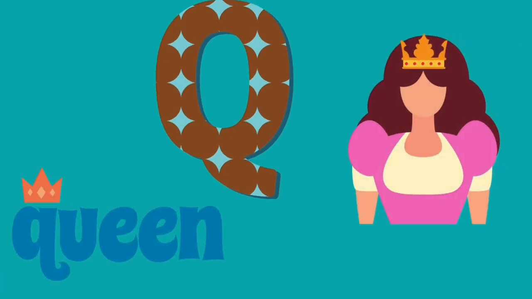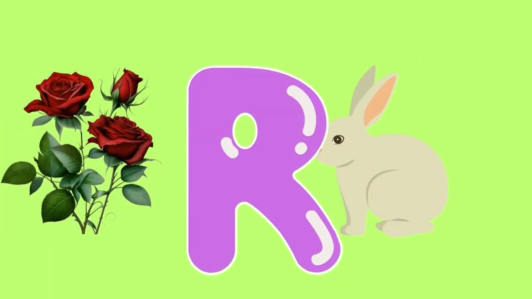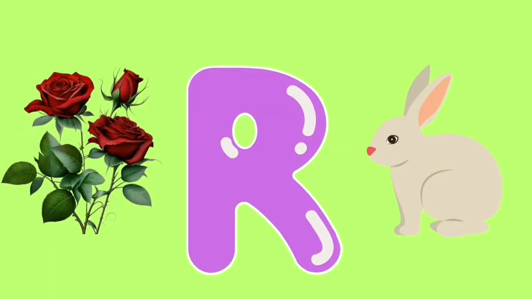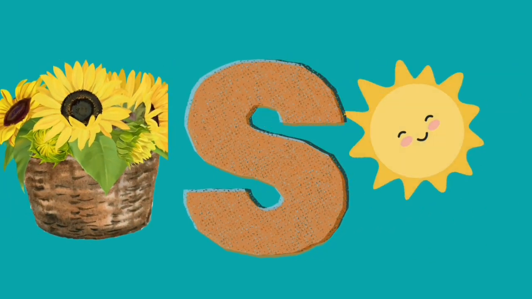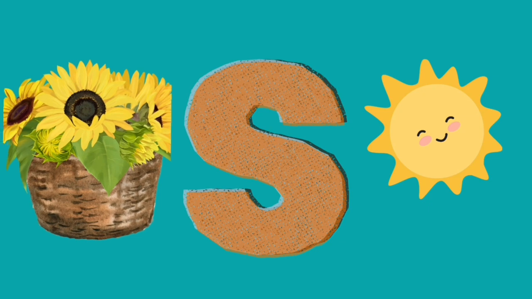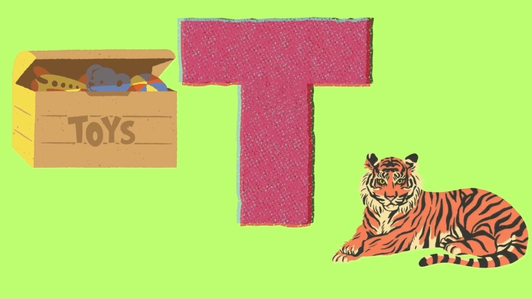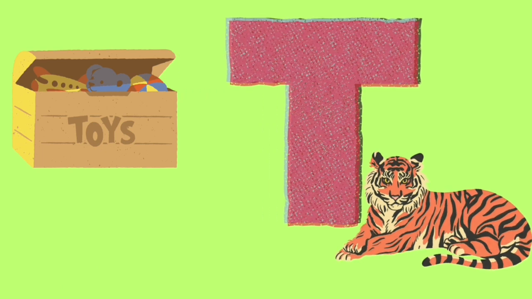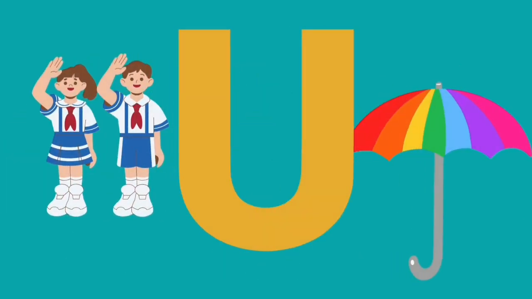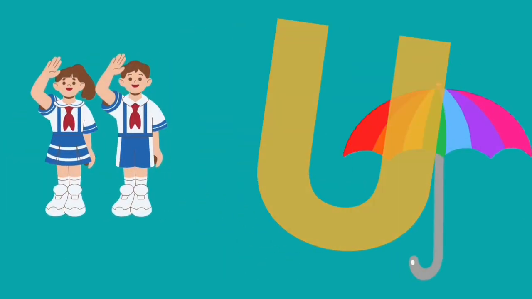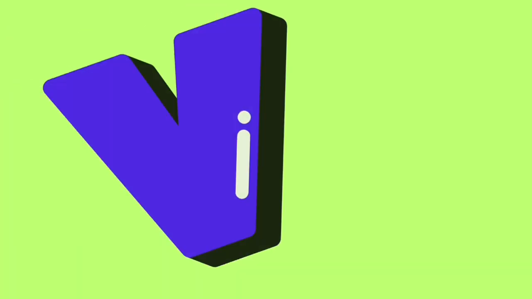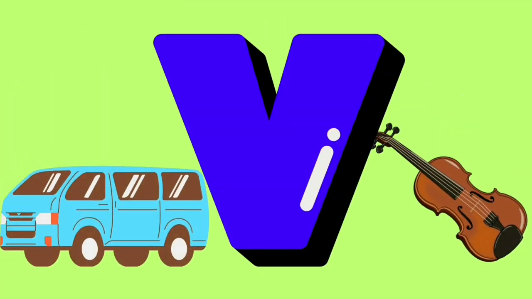Q for queen. R for rabbit, R for rose. S for sun, S for sunflower. T for tiger, T for toys. U for umbrella, U for uniform. V for violin, V for van.